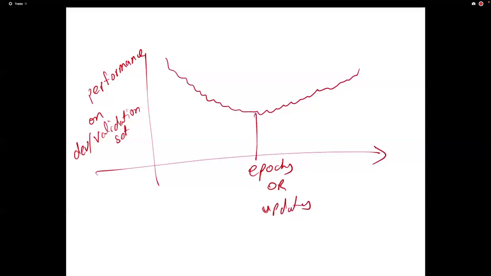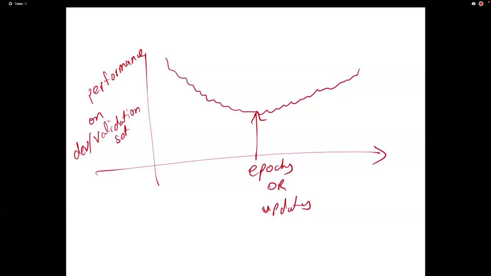The lowest point, after which the curve becomes worse. So the performance becomes worse. So this is another sort of a heuristic for picking a stopping criterion. Even here, you're doing the same thing. You are shooting past and then in hindsight, picking a point that looked good according to this criterion.